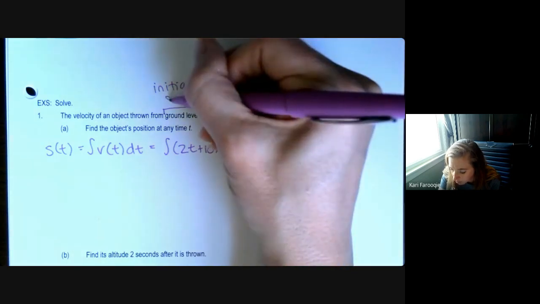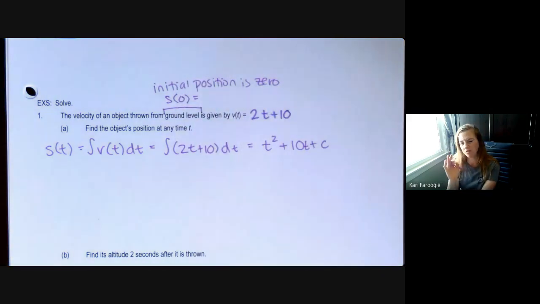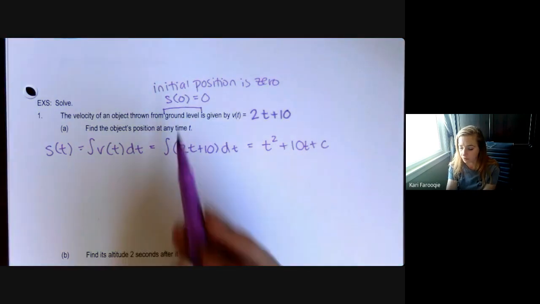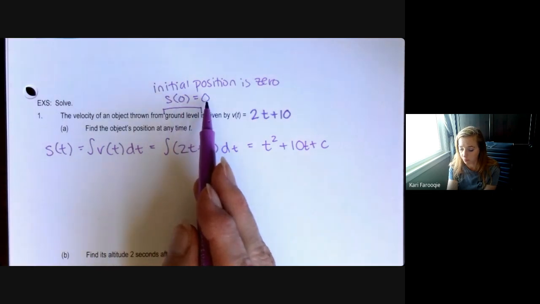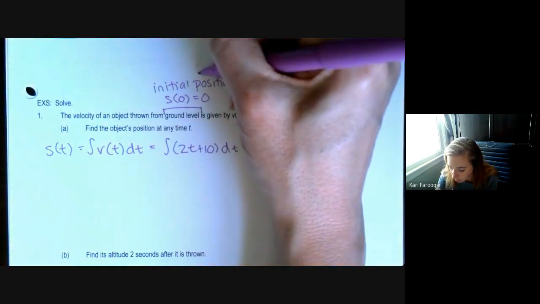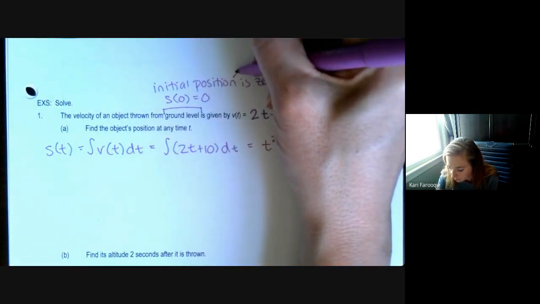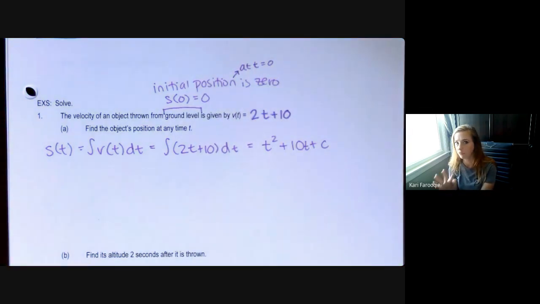The way that we would write this is that the initial position, s of 0, the position at time t equals 0, is 0. So t equals 0 is the initial time, and the position itself is 0. That's where the two zeros come from. So don't be thrown off by wait, which one's which? Are they the same thing?